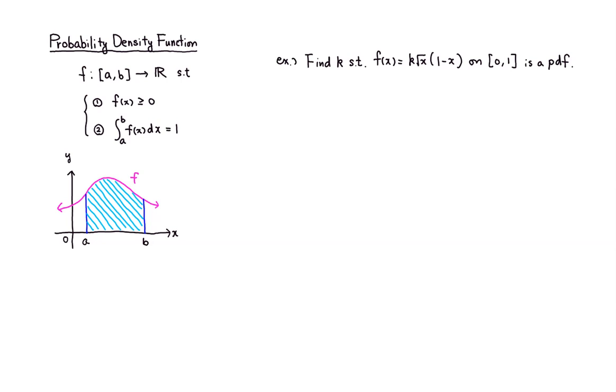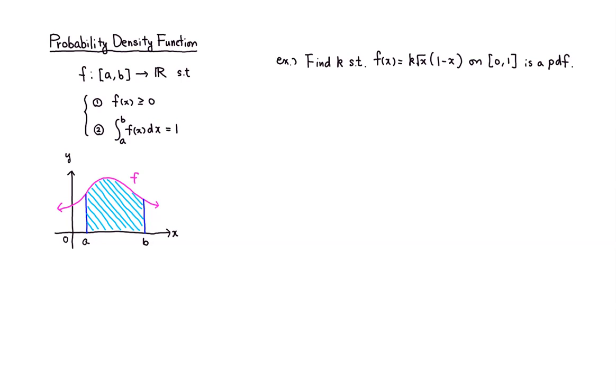All right, let's look at the probability density function. So here's the definition. The probability density function is a real valued function defined on some interval, so I'll just say interval from A to B, such that there are only two conditions it has to satisfy.